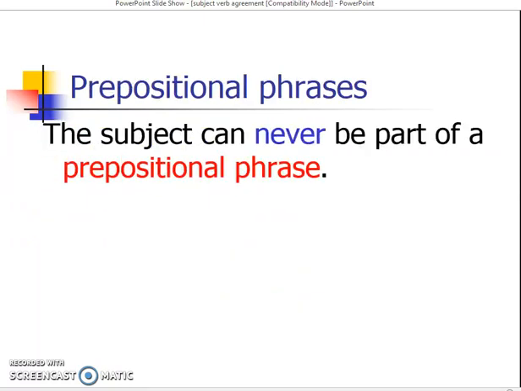Prepositional phrases. Now remember, a preposition is a word that joins with a noun or a pronoun to form a phrase that tells us more about another word in the sentence. And a prepositional phrase can never be the subject of your sentence. So that means the subject cannot be part of the prepositional phrase.